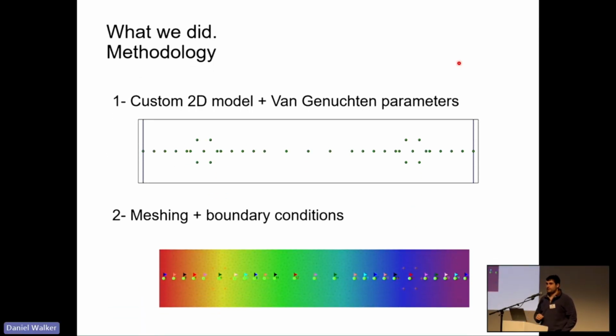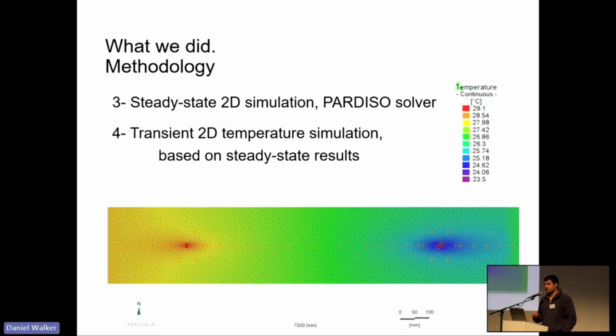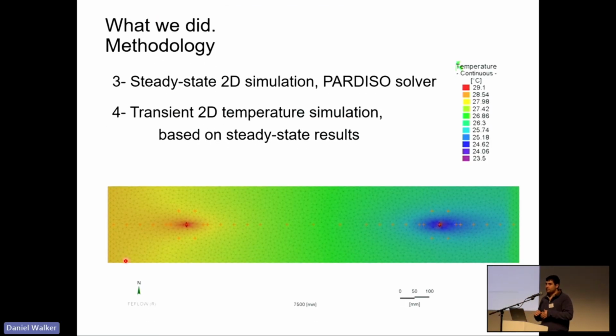So how we did this: as with any numerical method, we started by creating a model. We have a custom 2D model using the Bang-Nuchen parameters. Here you can see the interest points and some extra interest points around the wells. Then we do the meshing and apply the boundary conditions. Here you can see again the interest points, and the colors just represent hydraulic head, because the first software simulation is a 2D steady state simulation of the hydraulic head using the Pardiso solver.